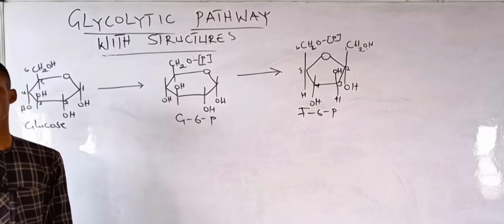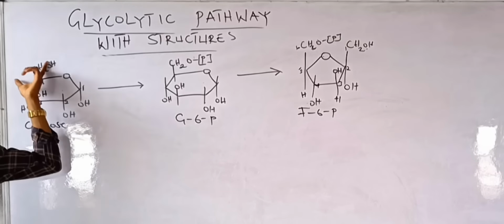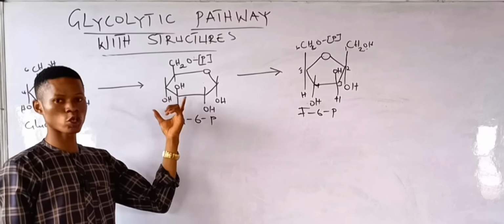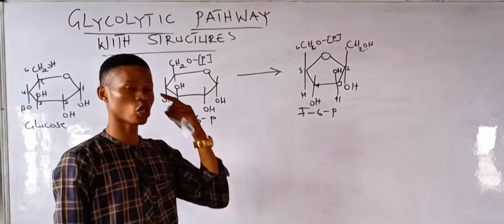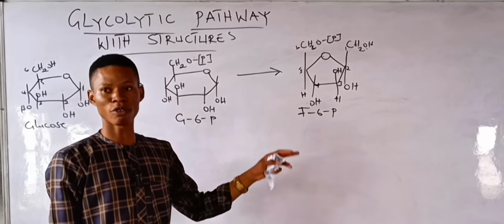And please, if you are not following at any point, let me know. We've drawn glucose, we added phosphate to get glucose 6 phosphate. From glucose 6 phosphate, it was isomerized to fructose 6 phosphate. Now, the next thing is what? Fructose what? 1,6 bisphosphate, right? Have you done this?